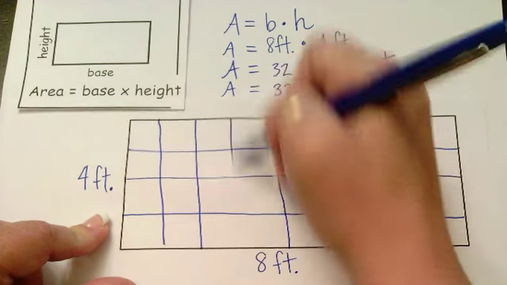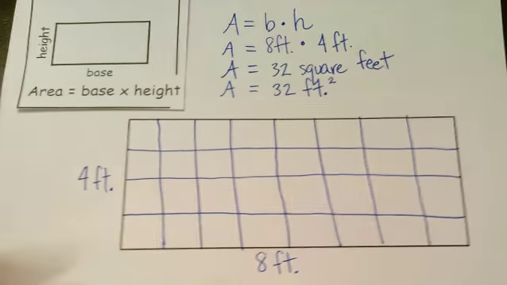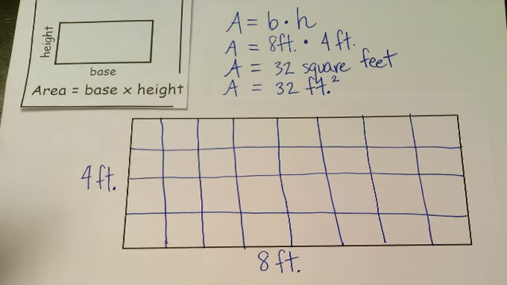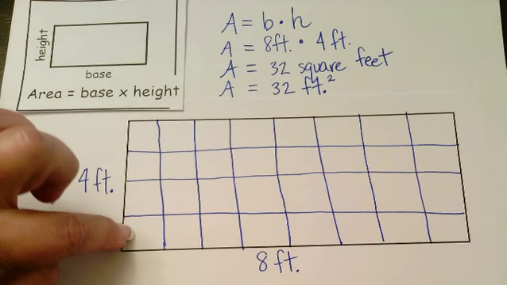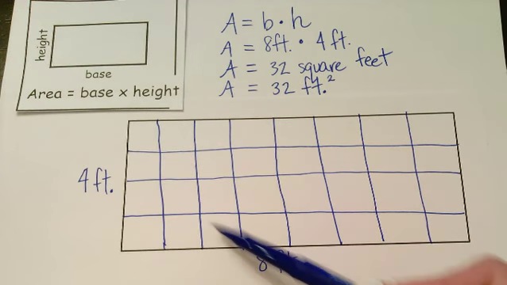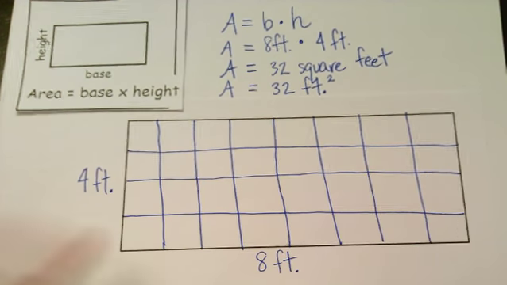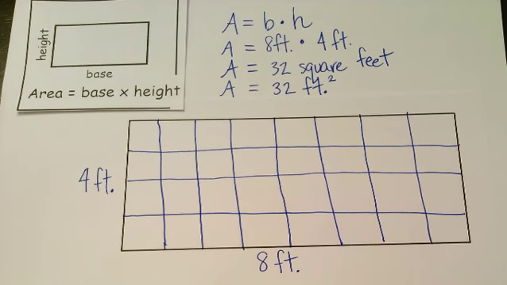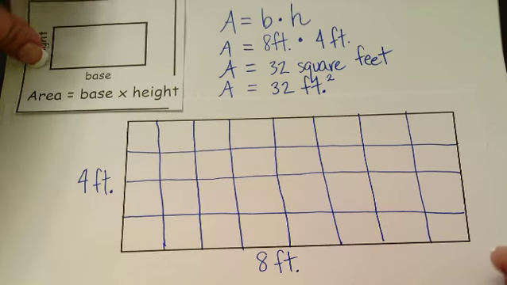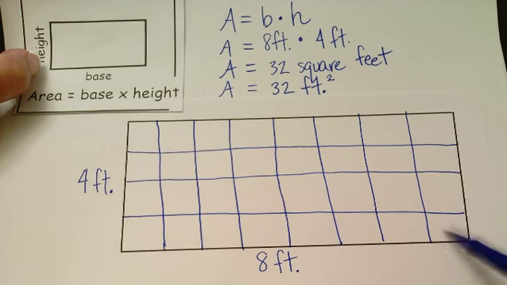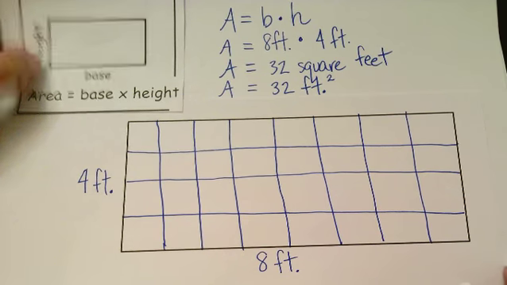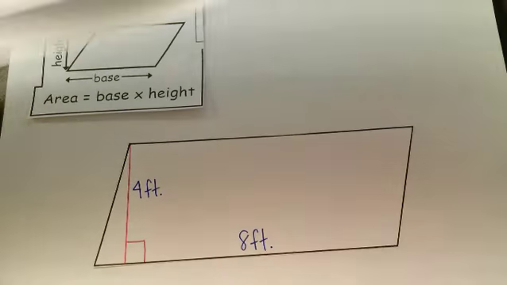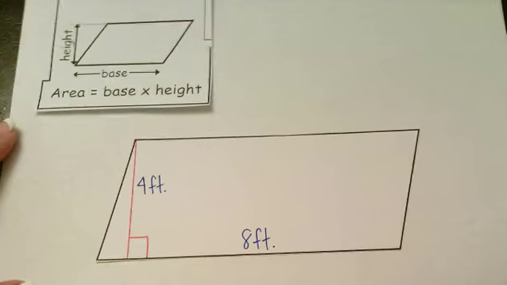Just to get an idea of what this would look like if we actually had each of the square units inside the shape. So we can see there's 1, 2, 3, 4 going from top to bottom, and 1, 2, 3, 4, 5, 6, 7, 8 going across the bottom of the shape, for a total of 32 square units or square feet. So we have to imagine that each one of these squares is 1 foot all the way around it. Now let's take a look at the parallelogram.